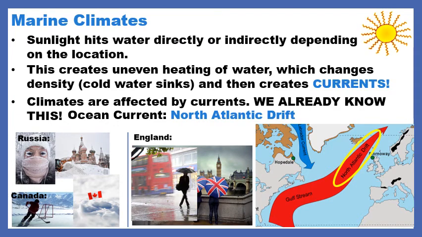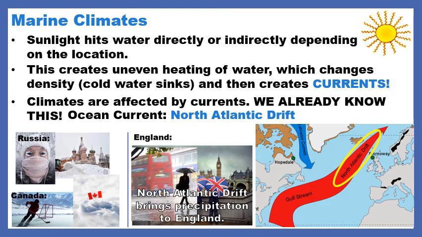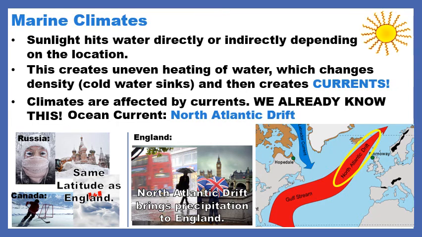So they're on similar lines of latitude, but England is much more rainy and Russia and Canada are much more snowy. So why? The North Atlantic Drift brings precipitation, that's a fancy word for rain, to England. Because it is that warmer current, it's not going to snow, it's going to just basically rain. And again, this is interesting because Russia and Canada are on the same latitude line as England, but have totally different climates, and that is due to ocean currents.